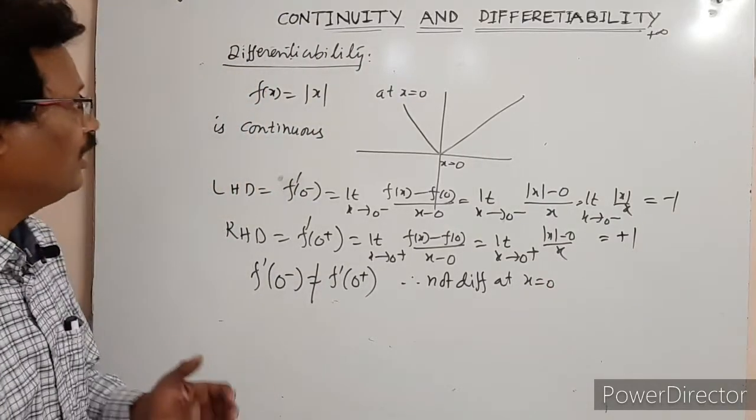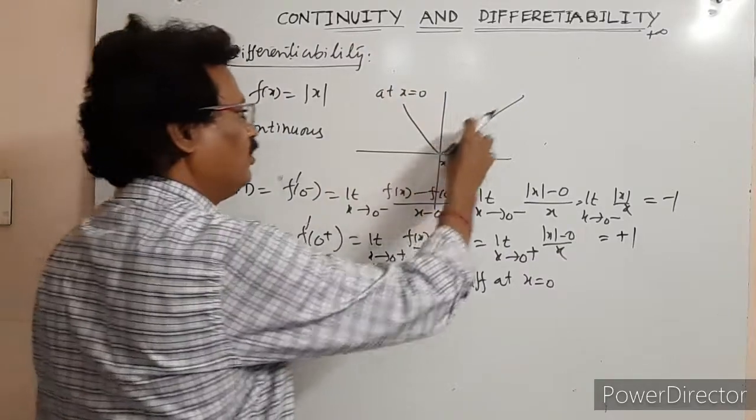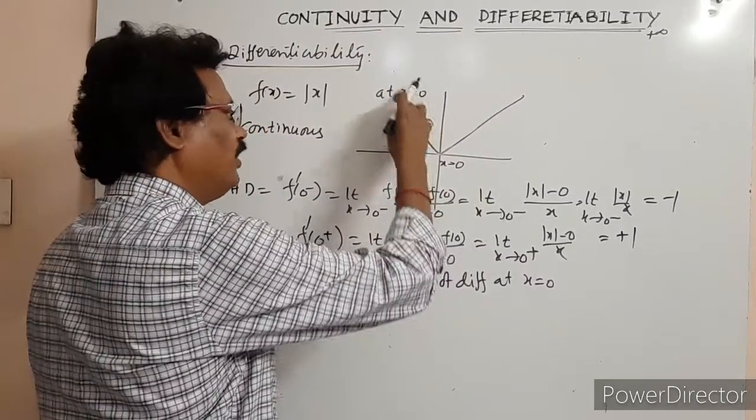Now see here, the function is continuous, with no break at x equal to 0. The graph is going without lifting the pen.